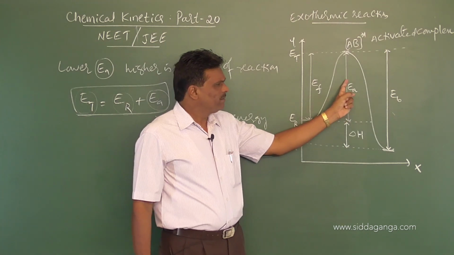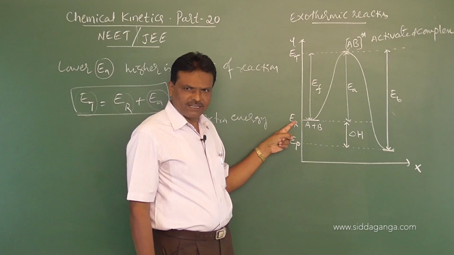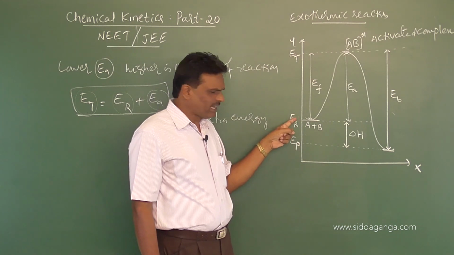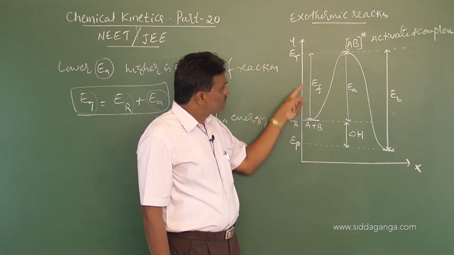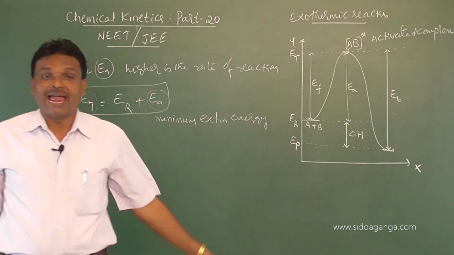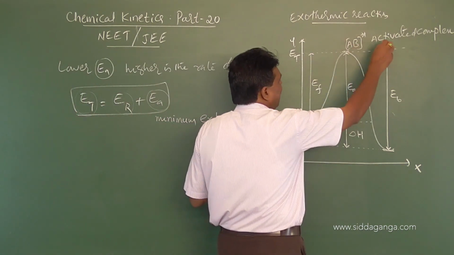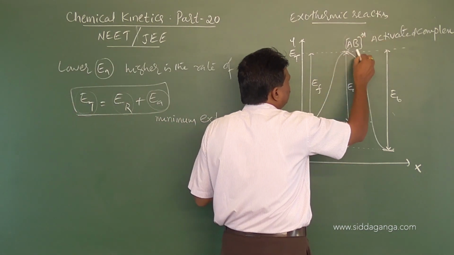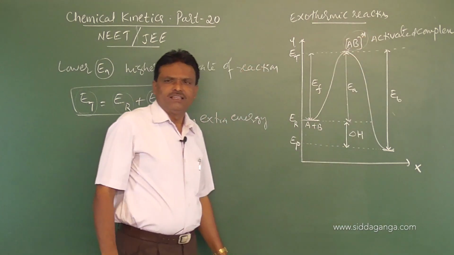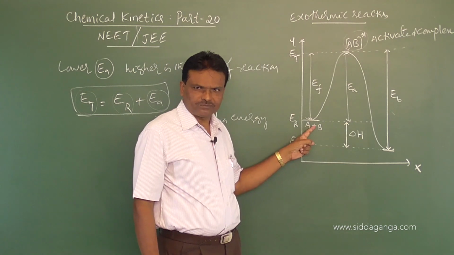So what is meant by activation energy? It is the minimum extra energy supplied to the inactive reactant molecules to raise their energy, which becomes equal to threshold energy. That is called activation energy. Then AB star is the activated complex. This is obtained by the effective collisions between the reactant molecules.